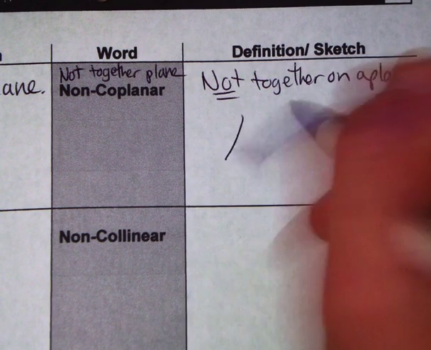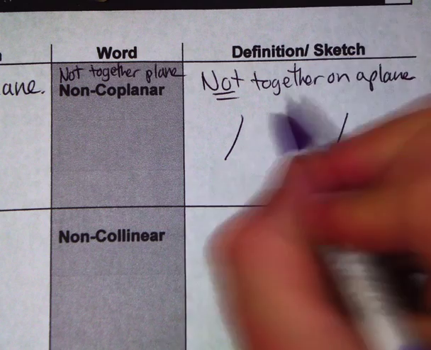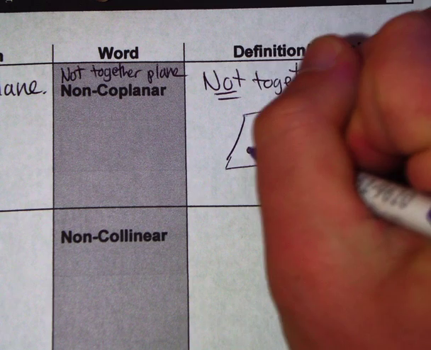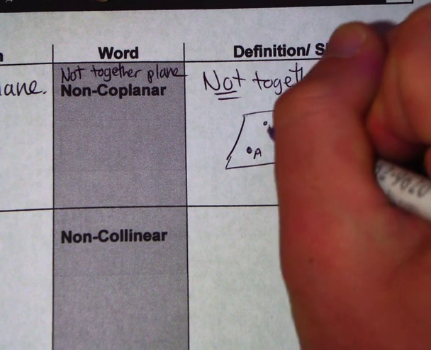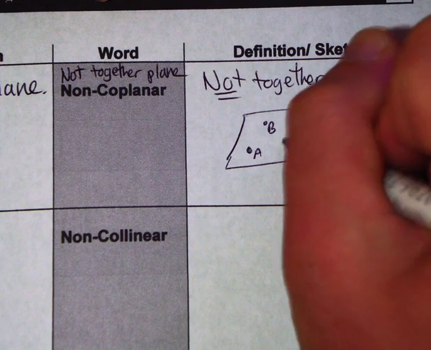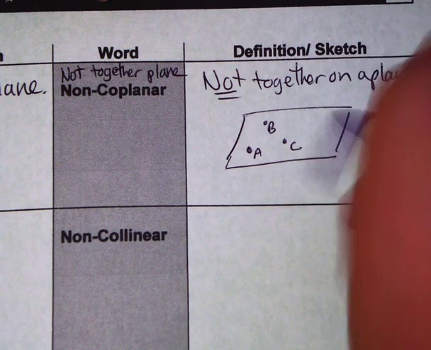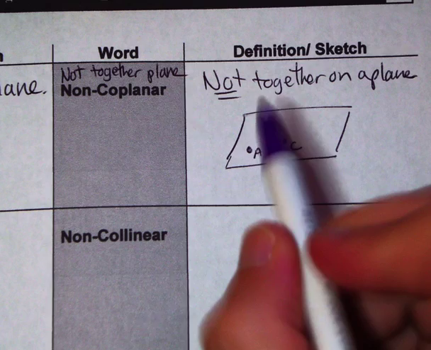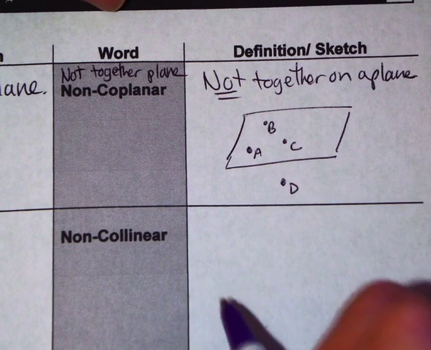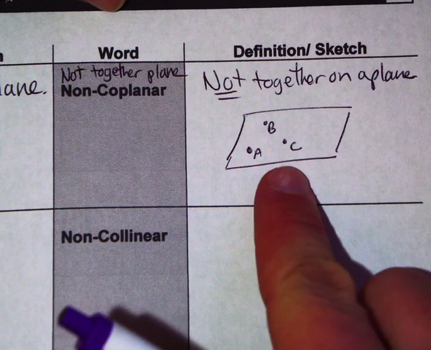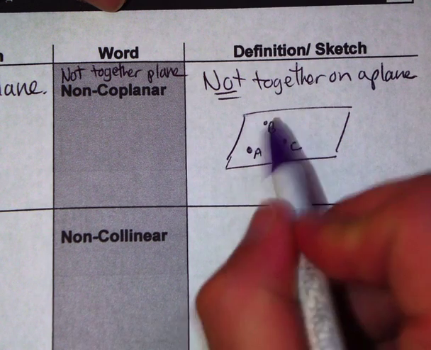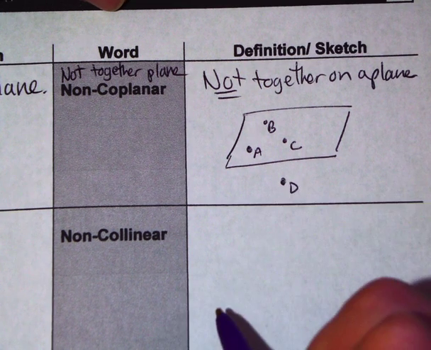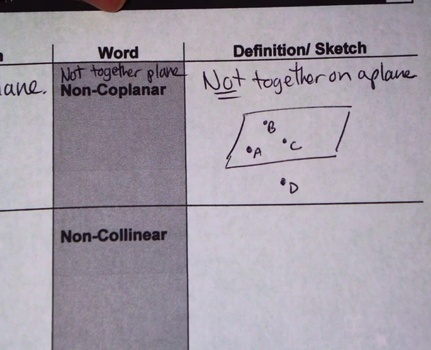So let's sketch another plane. Not together on a plane, you could have A, you could have B and C, but why don't we add another one? Let's add D, but let's not put it on the plane. Why don't we put it down here below the plane? Points A, B, C, and D are not coplanar. Points A, B, and C are, but if I say points A, B, C, and D, they're not coplanar because at least one of them, all it takes is one, is not on the plane together.